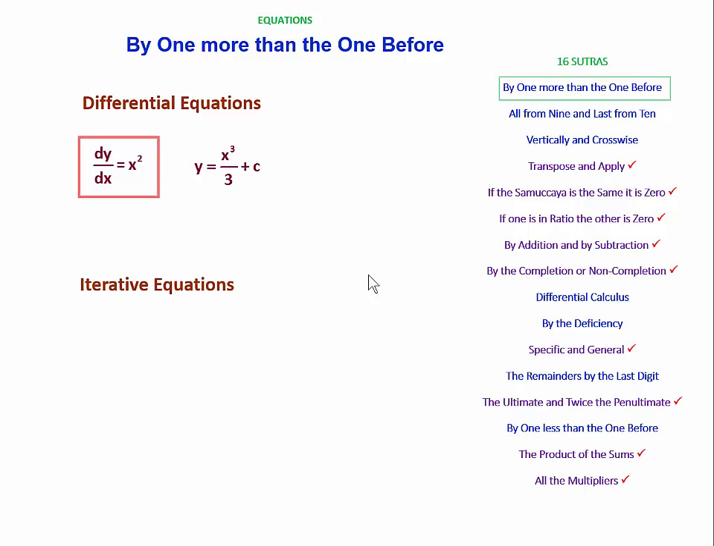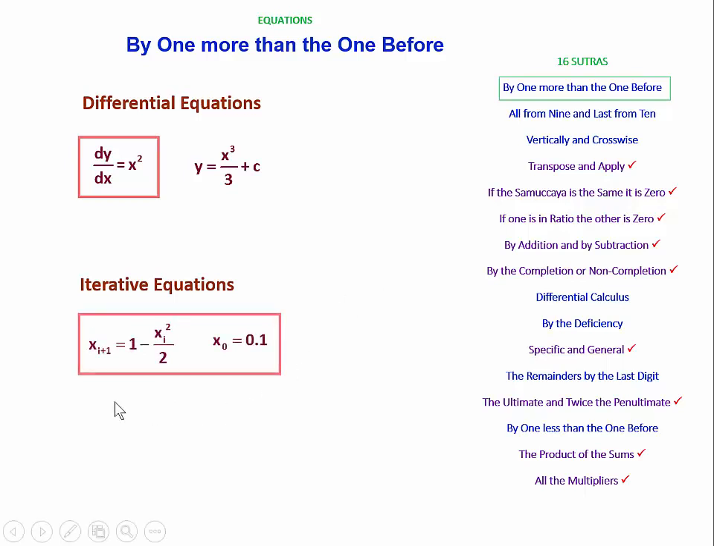It also comes up in iterative equations, the application of the sutra. This is an example of an iterative equation. We have a starting value called x0, which in this case is 0.1, and that is fed into this equation as x. We work it out, and then that's fed in again and again. That's why it's called an iterative equation. And so that comes under the sutra by one more than the one before, because we repeat the process over and over again.